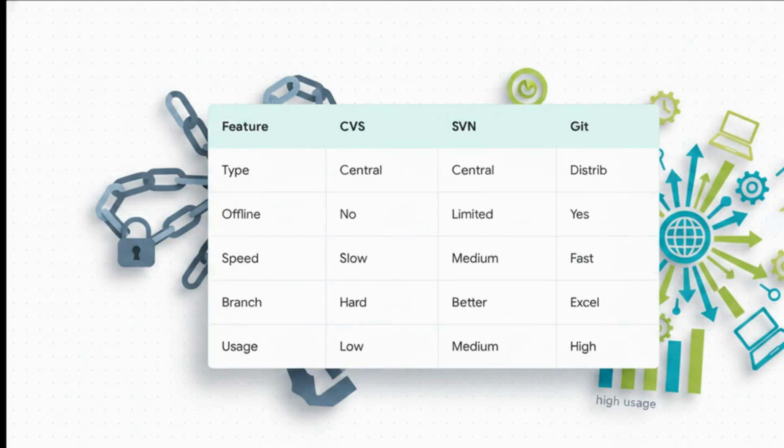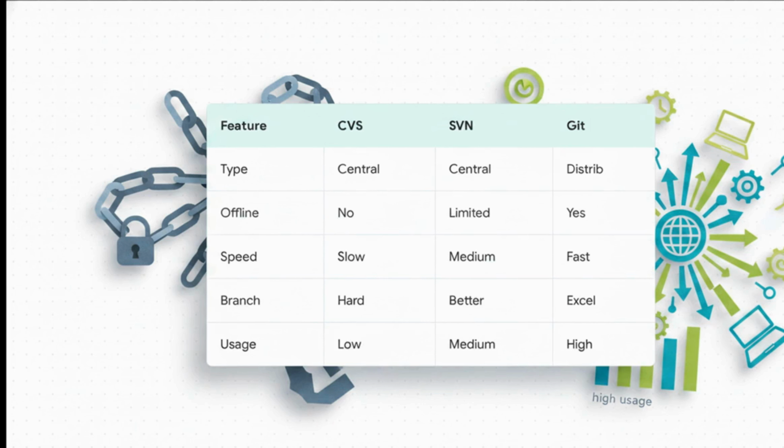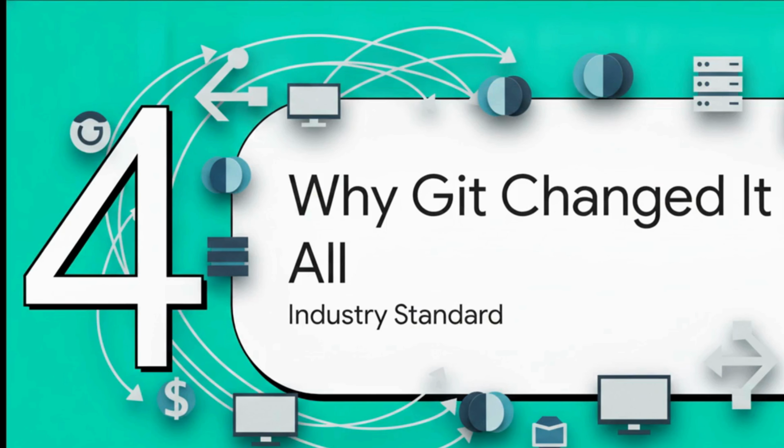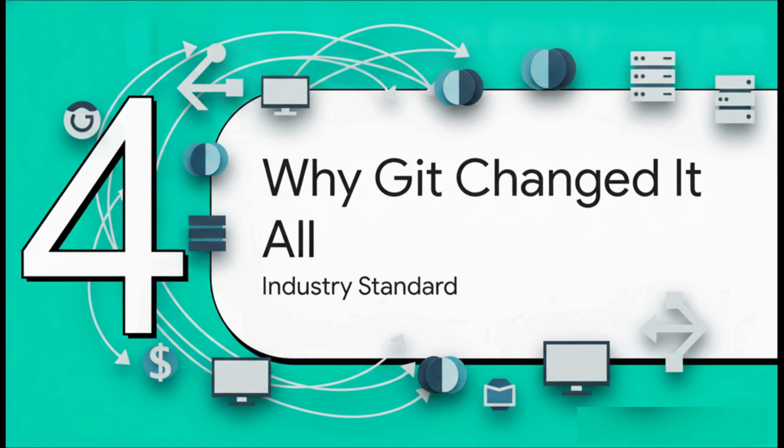Now, what's really interesting about this slide is how Git just completely dominates those older systems across the board. CVS and SVN are centralized, meaning they really struggle with offline work and speed. Git, on the other hand, is distributed. This means you get full, true offline work capabilities, incredibly fast speeds, and excellent branching. It's exactly why modern usage of CVS is low, SVN is medium, but Git is universally high. It literally changed the rules of the whole shebang. Which leads perfectly into Section 4, why Git changed everything.